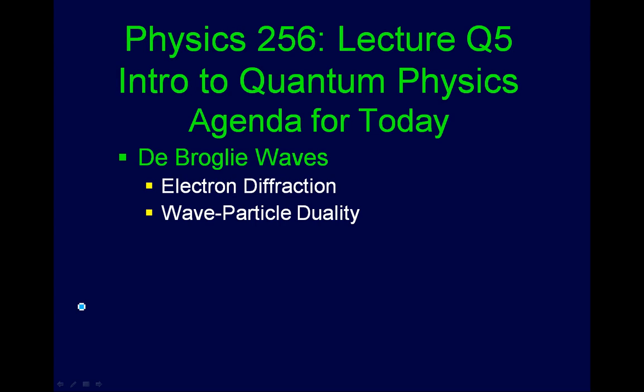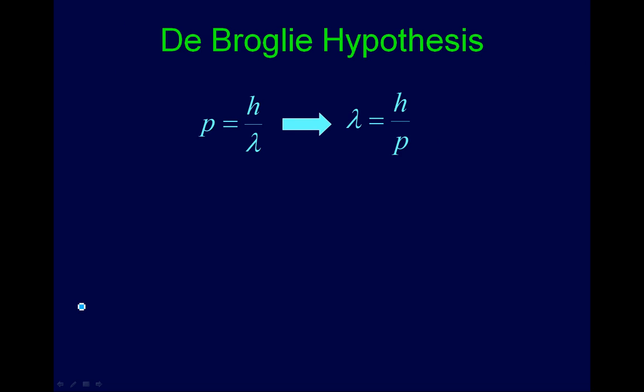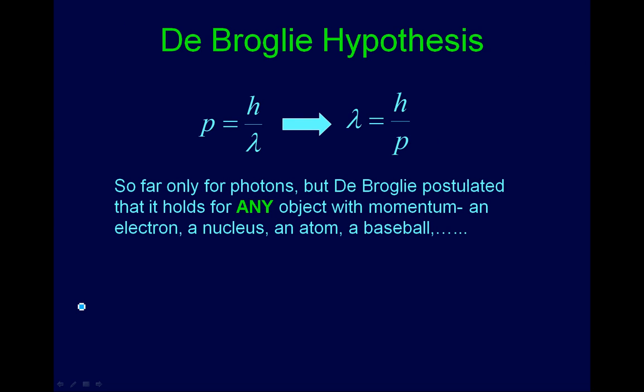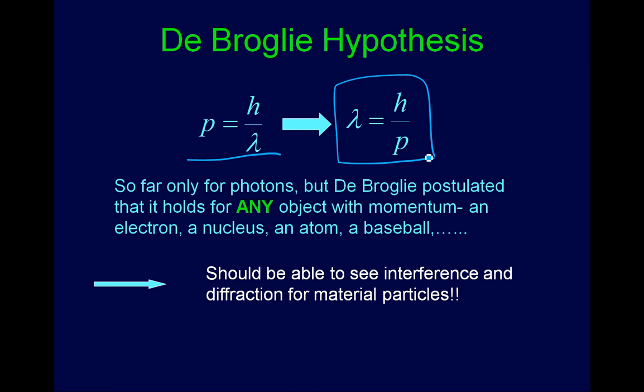Let's now explore a little bit of the wave nature of particles. Louis de Broglie had a hypothesis, and this hypothesis was this. He took this well-known equation that related the momentum and the wavelength for a photon, solved it for wavelength here, and postulated that it holds for any object with momentum, not just a photon: an electron, a nucleus, an atom, a baseball, whatever.